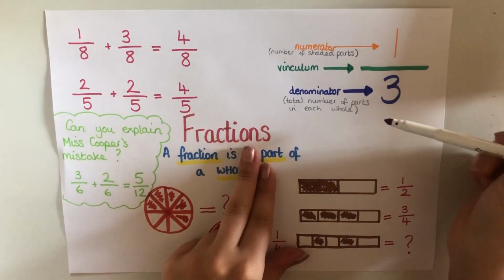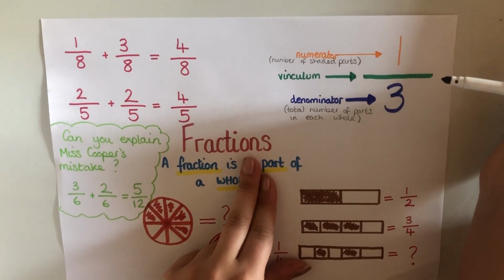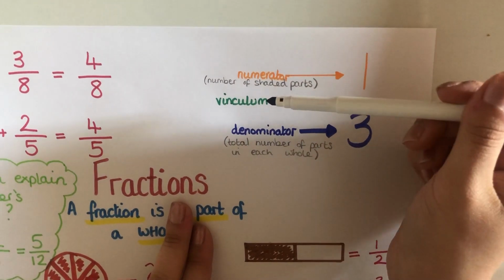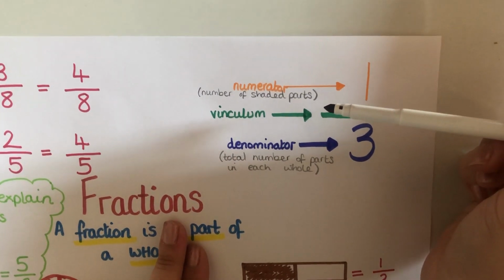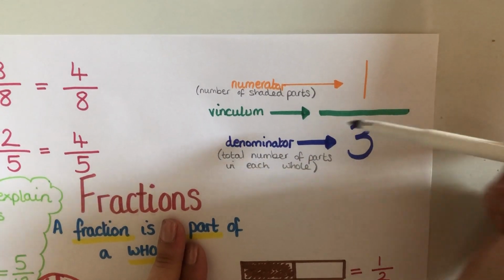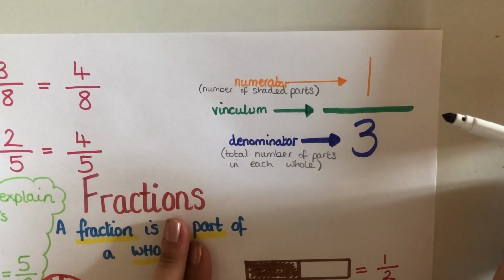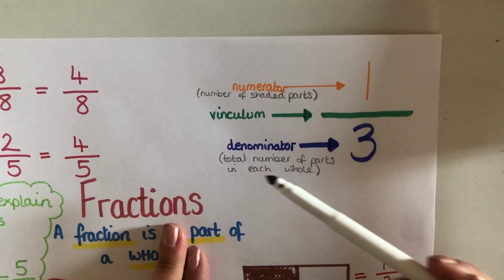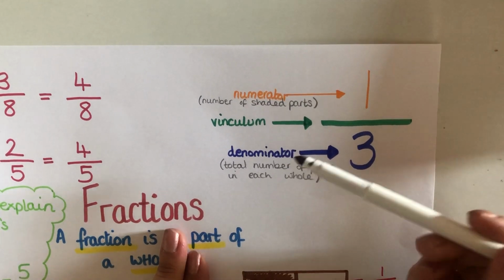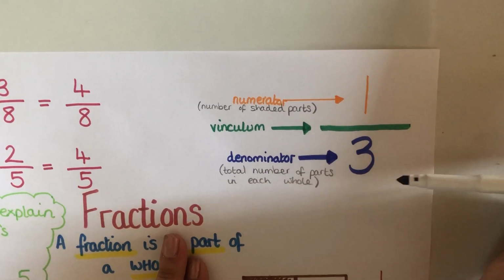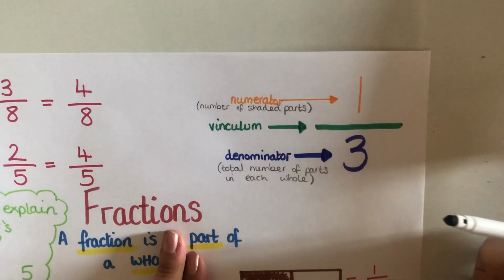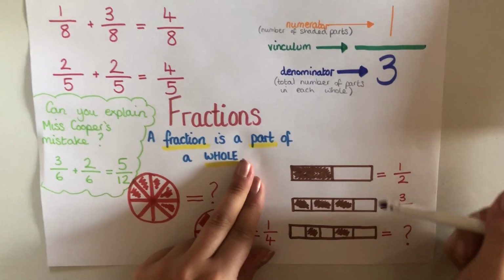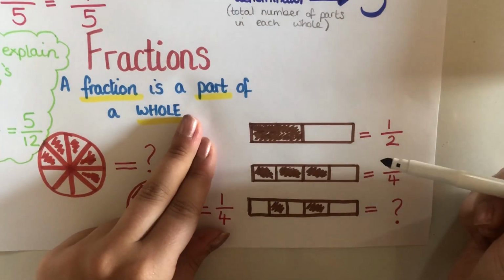Now, if we look at my little sketch of a fraction, my class 5C should be very good at this. We have our numerator at the top, which is the number of shaded parts that we have. We have the vinculum, which is the line in the middle, tricky word, vinculum. And our denominator, which is the total number of parts in each whole. Very important to remember it's the total number of parts in each whole, especially when we get on to improper and mixed fractions later.